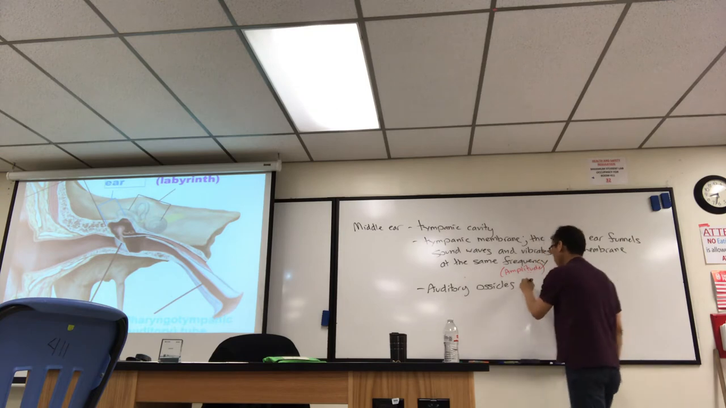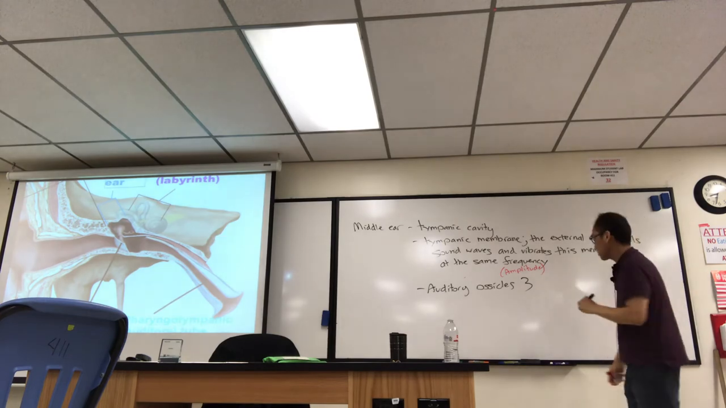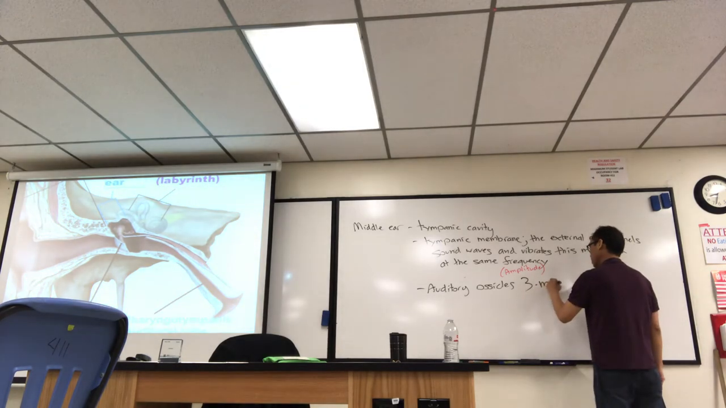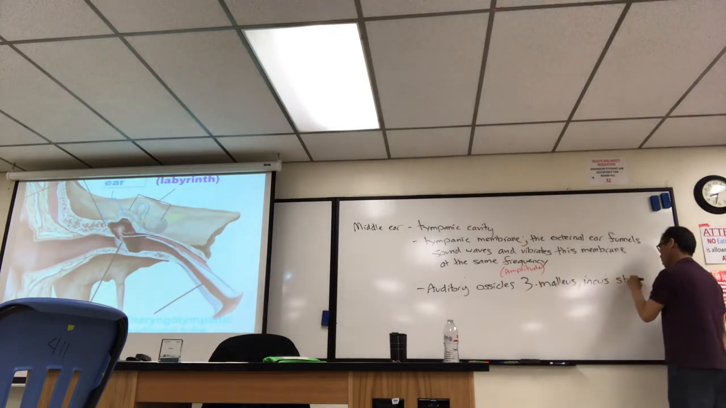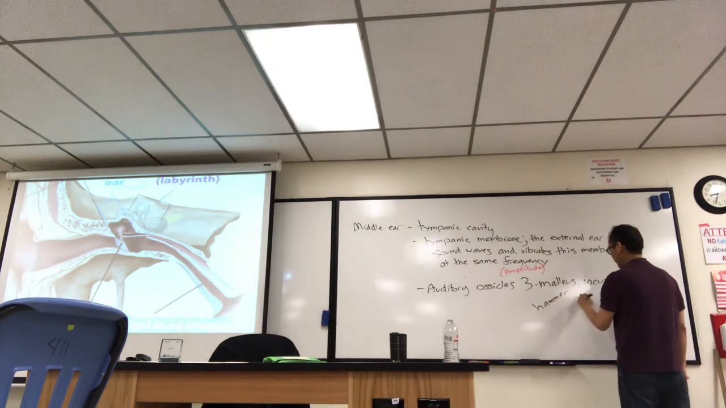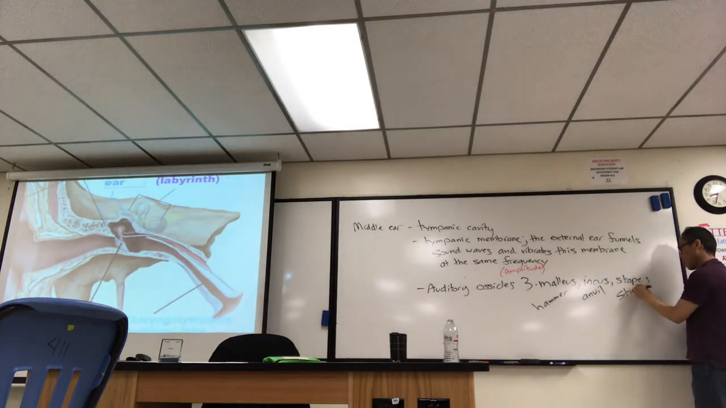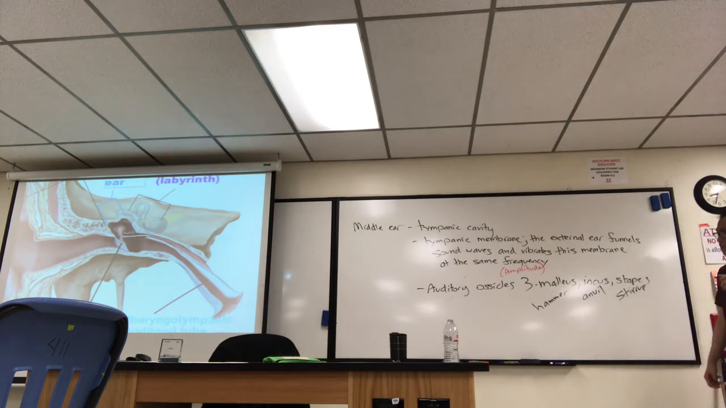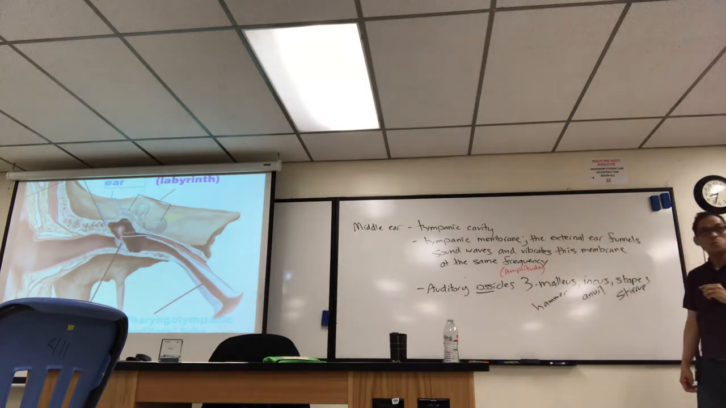There are three of them. Three auditory ossicles. Malleus, incus, stapes. The hammer. The anvil. And the stirrup. That's what they're named. They're called auditory ossicles. Os, O-S-S. What tissue should that remind you of? Bone. Things that are ossified are bone. These are the first things that ossify.